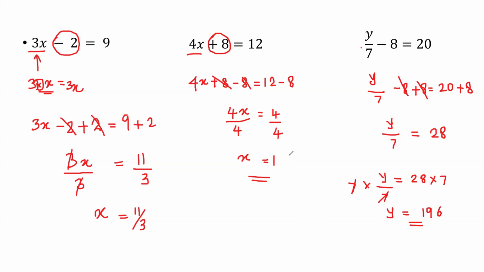So that's how we have to do the two-step operation. If there is subtraction, you have to do the addition. If there is addition, you have to do the subtraction. Likewise, if there is a multiplication, you have to do the division, and if there is a division, you have to do the multiplication. So let's move to the multi-step equation.